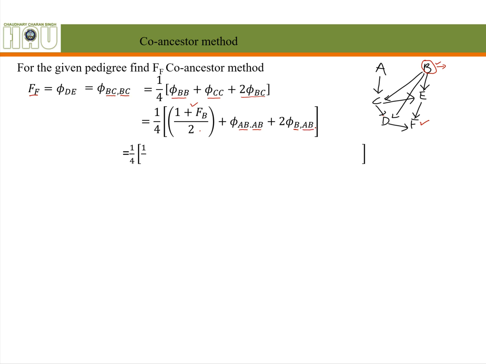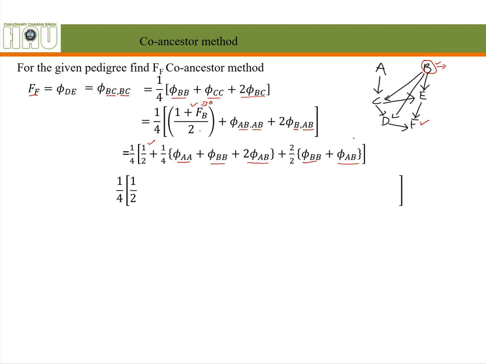And if I simplify it further, since the inbreeding coefficient of B, FB, is 0 because the information on the parents of B is not available, this becomes 1 by 2 plus. Again, four possible ways are there. It is 1 by 4 of phi AA plus phi BB plus twice phi AB, plus 2 times, since two possibilities are there, BA and BB, so it is 1 by 2 of phi BB plus phi AB.